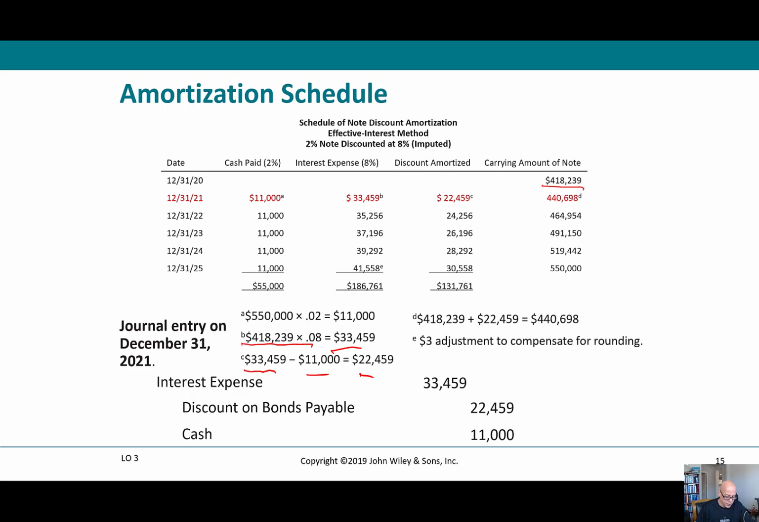We'll obviously have to credit our cash for the $11,000. That's based on that 2% that we have to pay out every year for the next 5 years on this note. And that difference, right here, is going to be the amortization of the discount, and we'll just continue on like that year to year. At this point, we're no different from that note that we looked at earlier, where we were having to pay cash out as we amortize the discount. Okay, alrighty, so that's a good start for us.